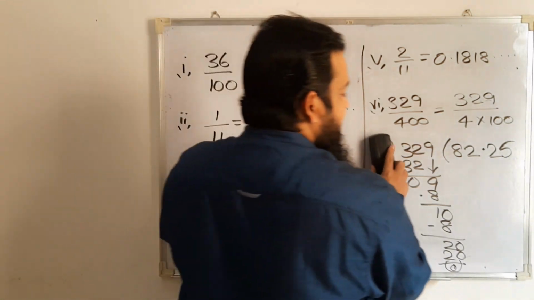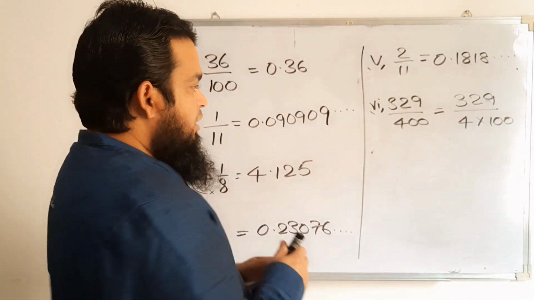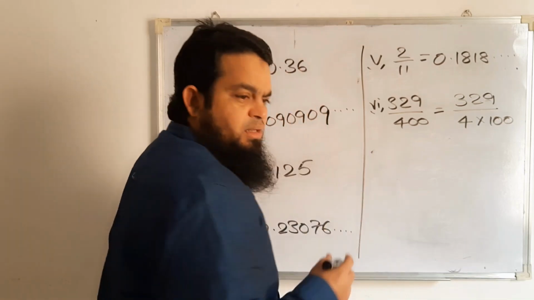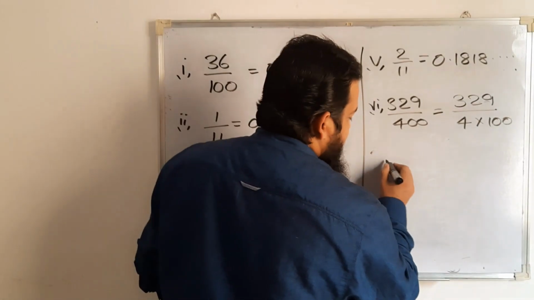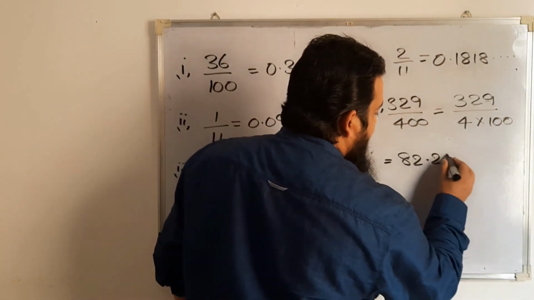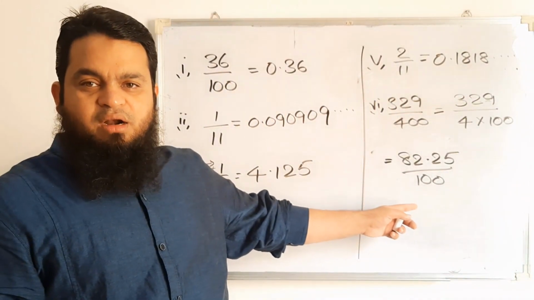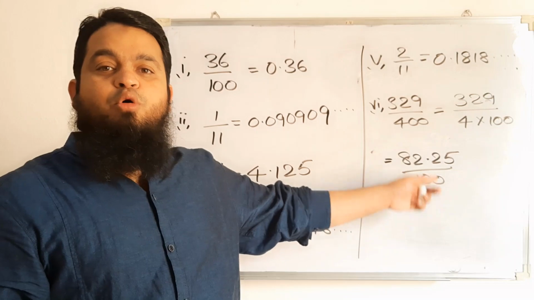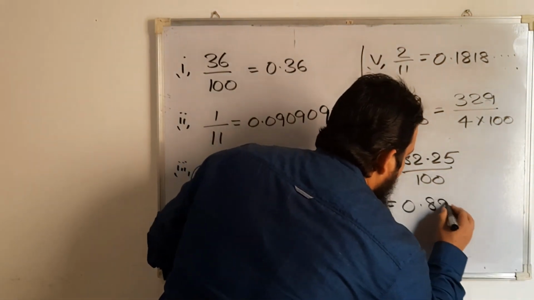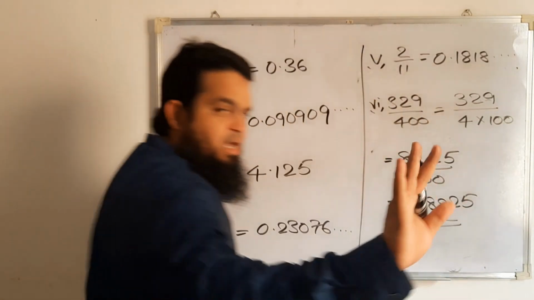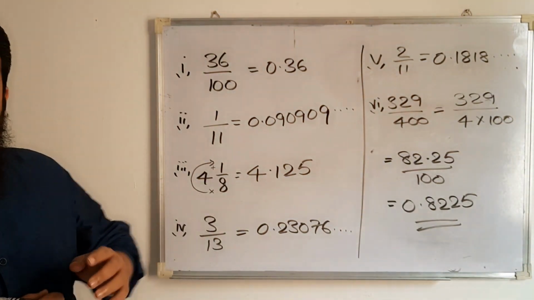Okay, I am erasing it. If you want to write it down, you just pause it and write. Okay. So now the answer was 82.25 divided by 100. Okay. See, when you are dividing with 100, the decimal place will move 2 places to the left hand side. So that the answer will be 0.8225.